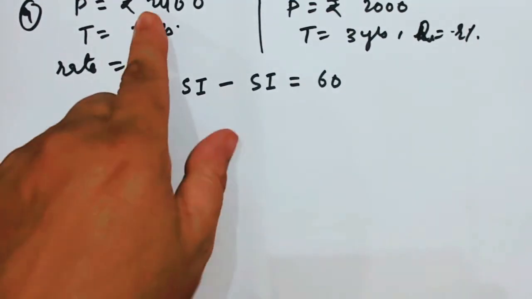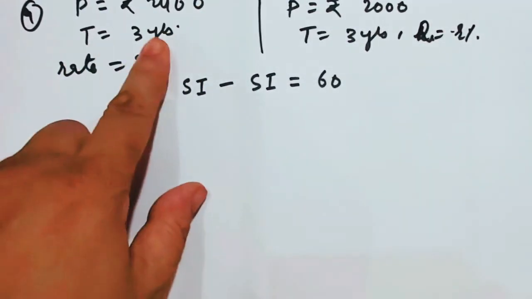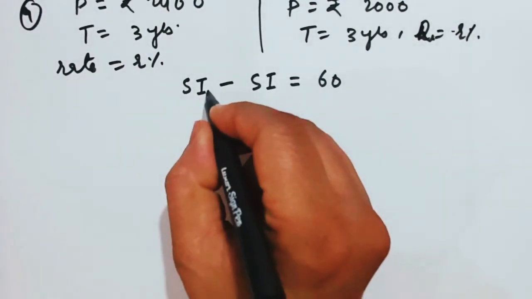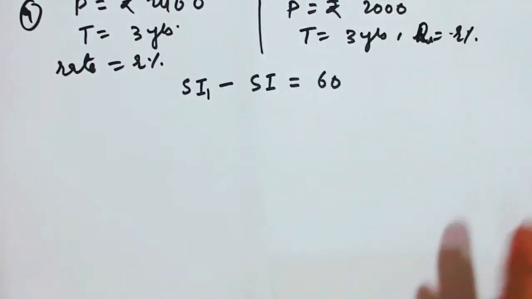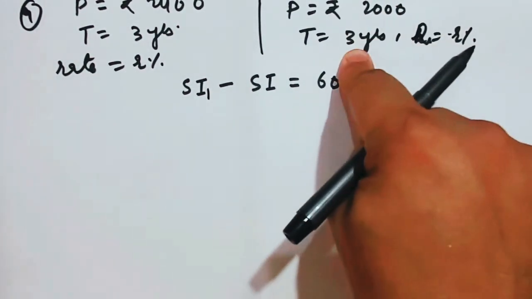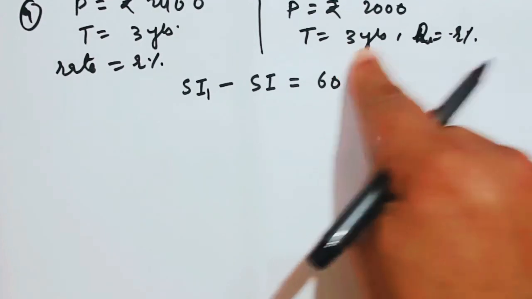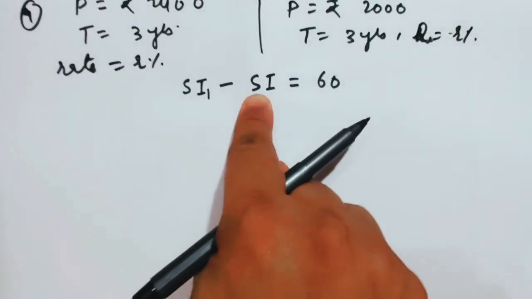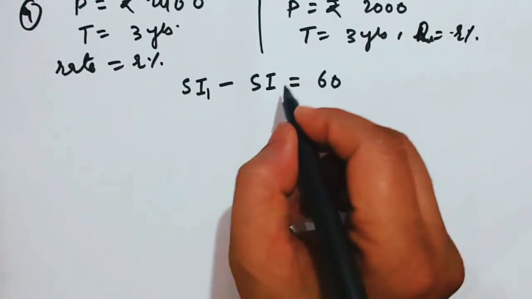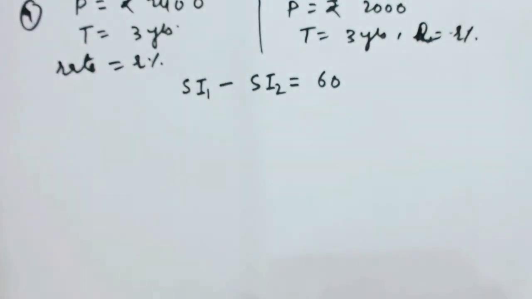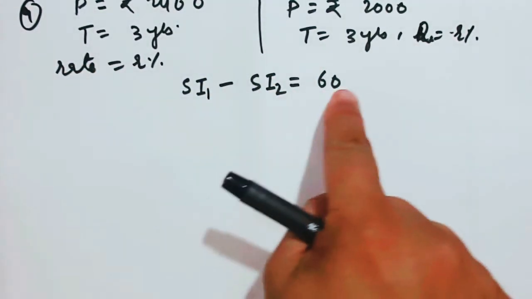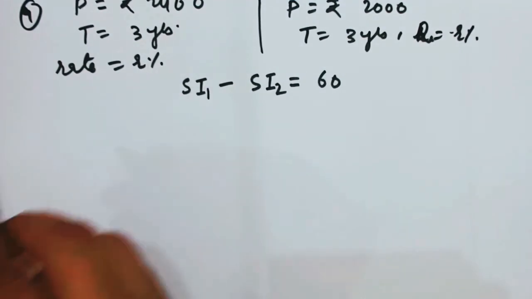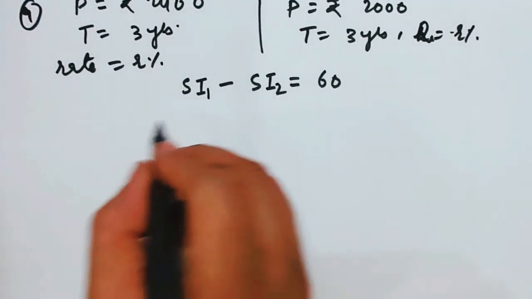So this principal 2400 in time 3 years at a particular rate will give you some interest SI1, and this also principal 2000 in time 3 years at a particular rate will give you certain amount of you can say simple interest, which will be known as SI2. And they say that difference between this simple interest is 60. Now, can you find out the rate? Of course I can find out the rate. Have a look. Why? PRT by 100.